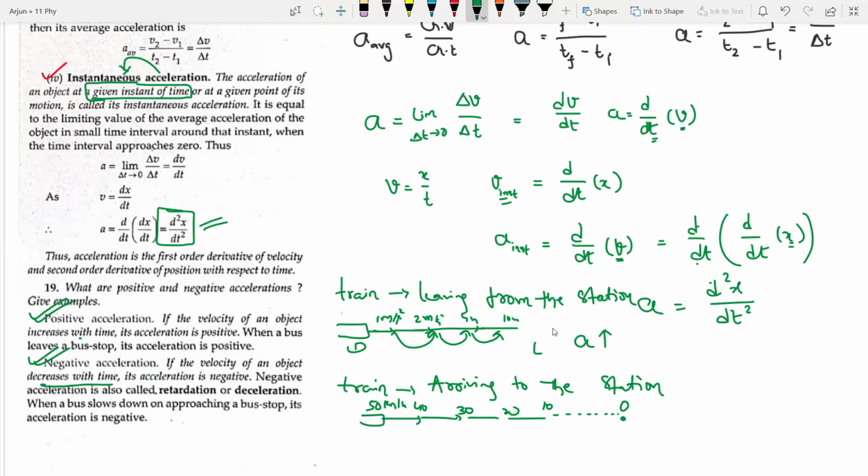So if speed or velocity is increasing, we'll call the acceleration positive acceleration. If speed or velocity is decreasing, we are calling it negative acceleration, or it is known as retardation. And another name also we have, that is deceleration. We can call it negative acceleration. Deacceleration, retardation, deceleration. These 2 to 3 names or terminologies we can use. This is about acceleration. I hope you have understood.